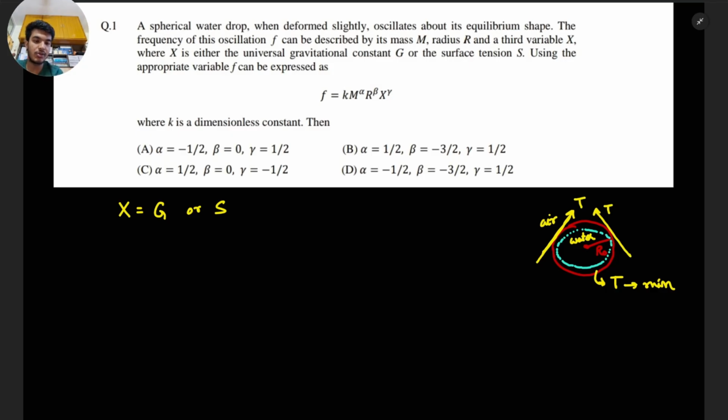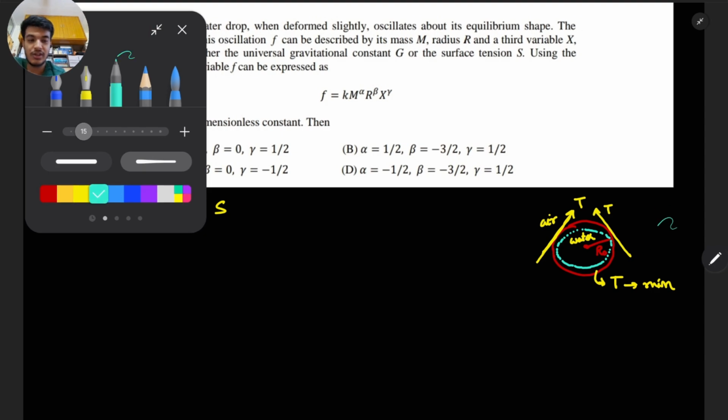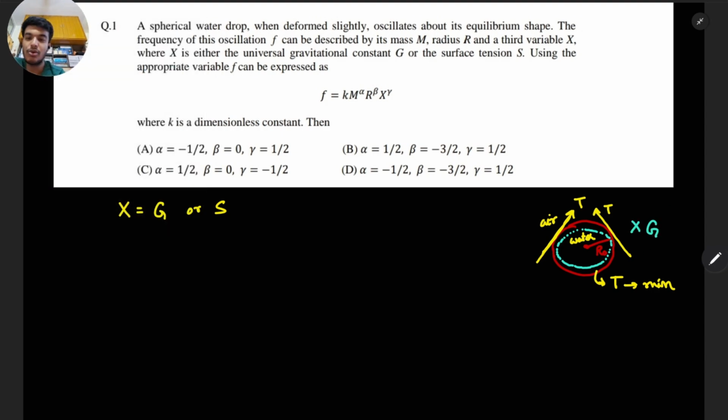So for oscillation, if I deform it, obviously the restoring force that will be provided to bring this drop back to its equilibrium shape will be surface tension, and there is no action of G here whatsoever. So G is nowhere. So we understand that it is surface tension, which is T.